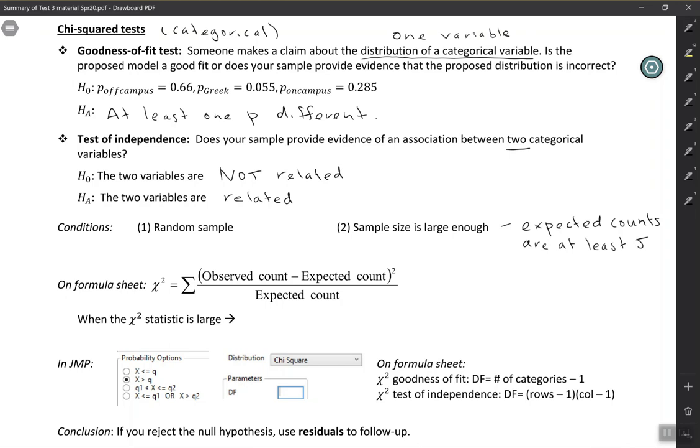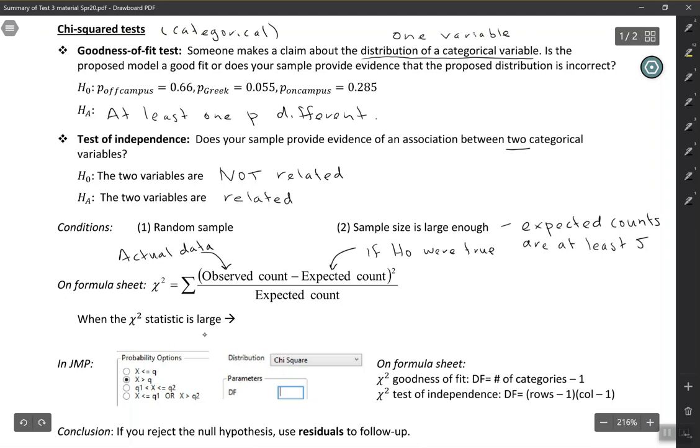Okay, so let's get to the calculations for chi-square. So the formula for the chi-square statistic, that's given on your reference sheet. And notice it's in terms of the difference between the observed and the expected counts. So when we say observed counts, we're talking about your actual data, right? What categories do your actual data fall in? And then the expected counts, we're talking about what we would expect if the null hypothesis were true.